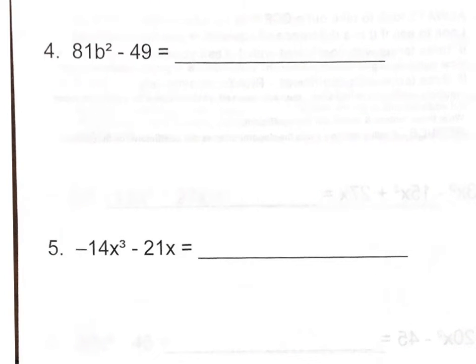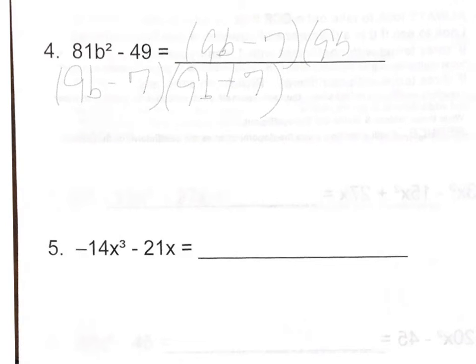Here's another perfect square. 81's a perfect square, 49's a perfect square. So 9b minus 7, 9b plus 7. Remember, it always has to be a minus in the middle.